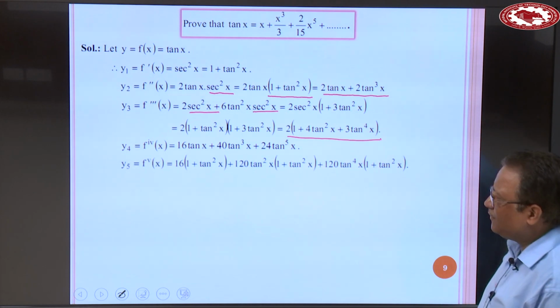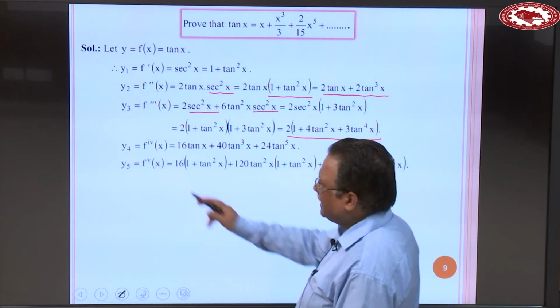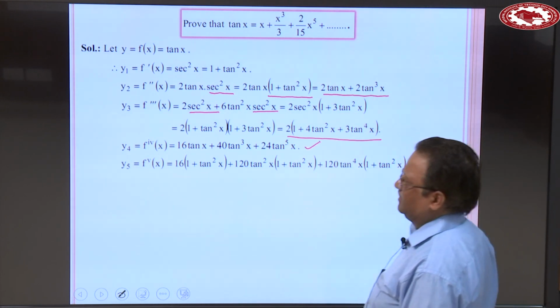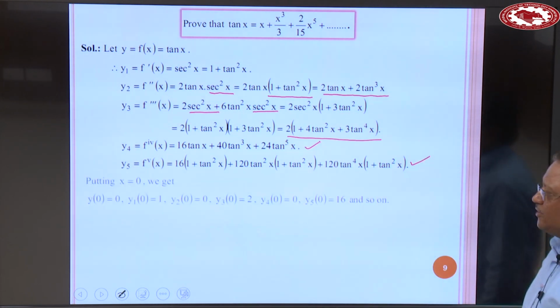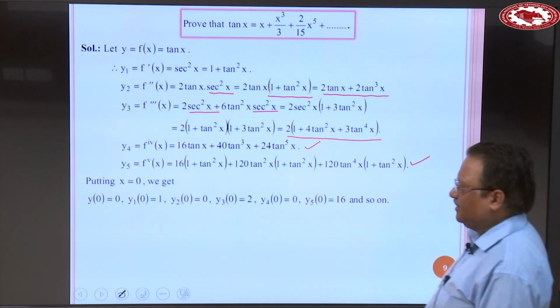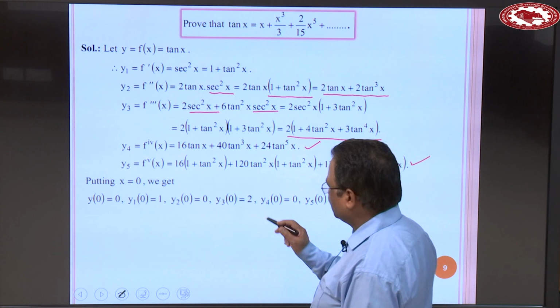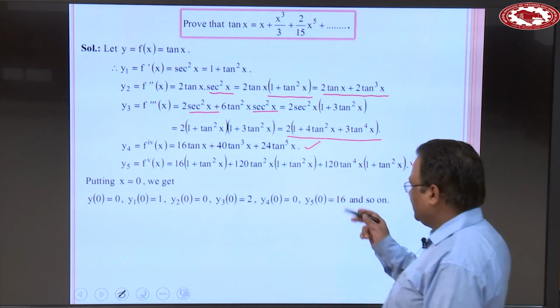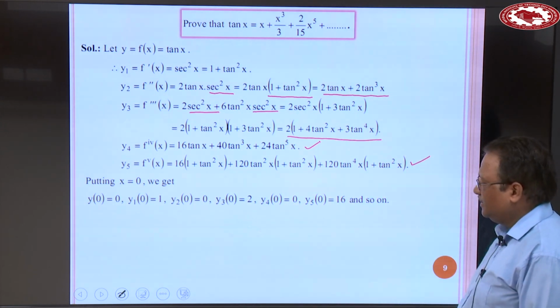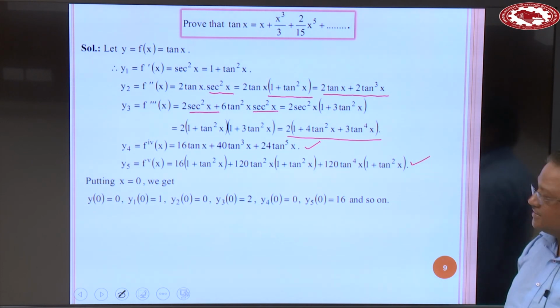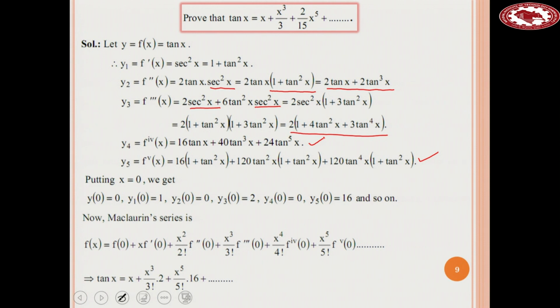Similarly, y5 means f fifth derivative x is equal to this result, this one as well as this one. Now, put x equal to 0, we obtain y0 is 0, y1 is 1, y2 is 0, y3 is 2, y4 is 0, y5 is equal to 16 and so on. Now, substitute all these values in the given Maclaurin's series.